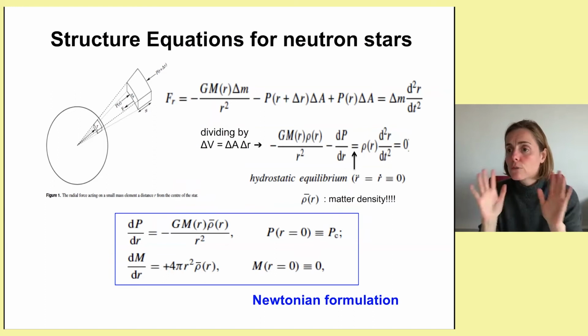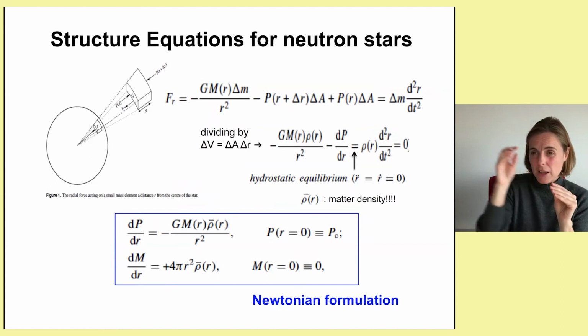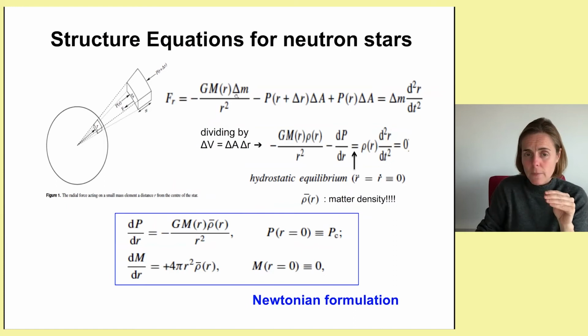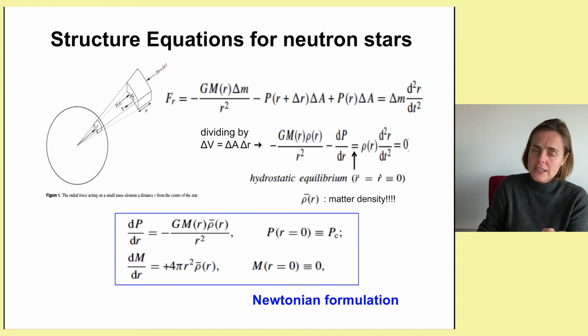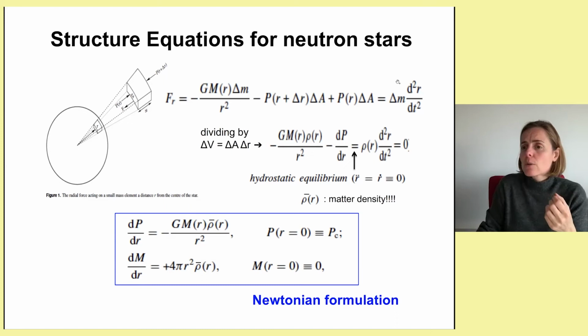So basically, pressure compensates the force of gravity. In a small volume here, you have the attraction given by gravity, and this is compensated by the difference of pressure exerted on this volume, which is given by the pressure from your equation of state, by what you have inside. And this is equal to mass times acceleration.